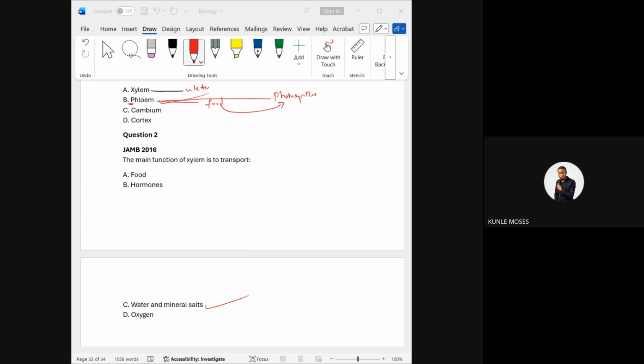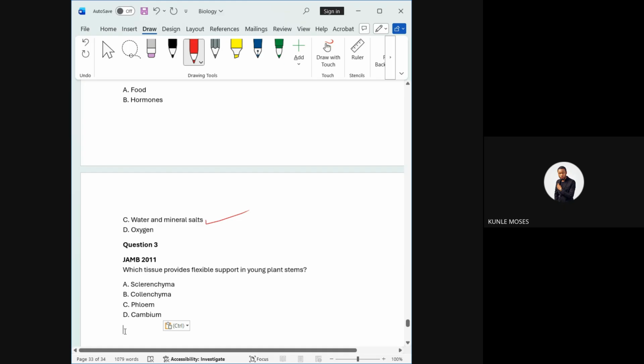Appeal. This one I taught you also. I taught you last week. I also make mention of it today. So Richard, answer this again. Exam 2011. Which tissue provides support in young plant stems? D. Parenchyma. Very good. Clap for yourself.